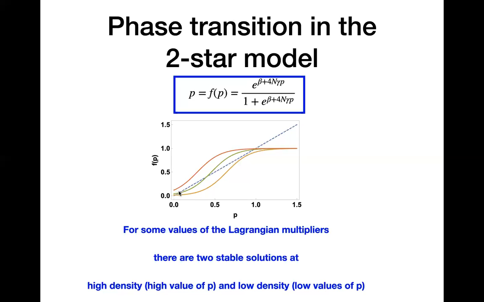So if you study the stability, you see that only the low P and the high P are stable. But you have here that for a given number of parameters, you have two possibilities. Either the network is in a low density region or it is in a high density region.